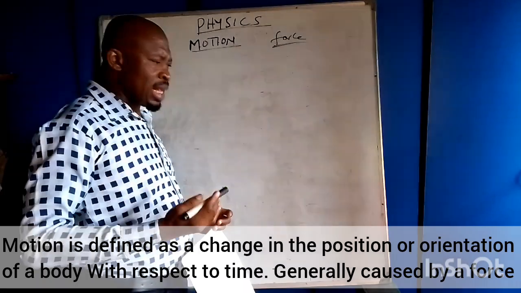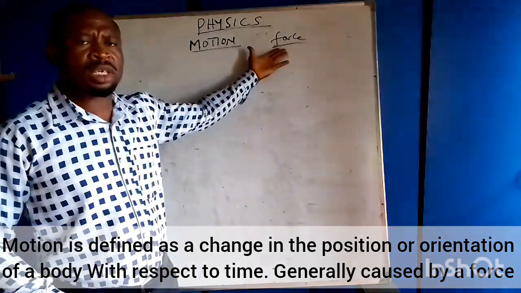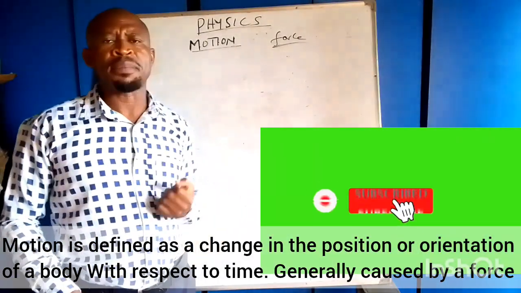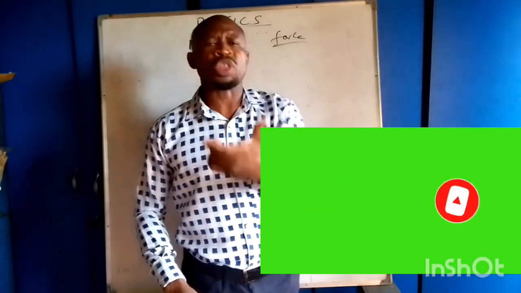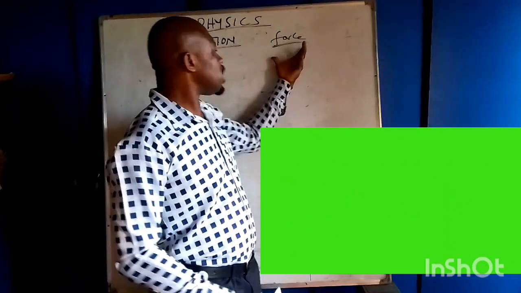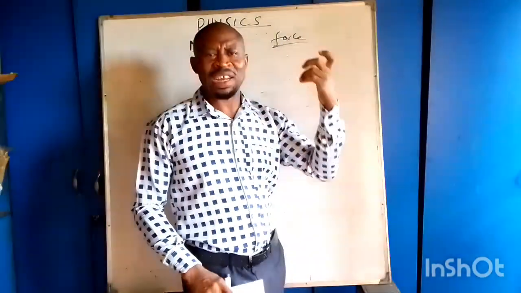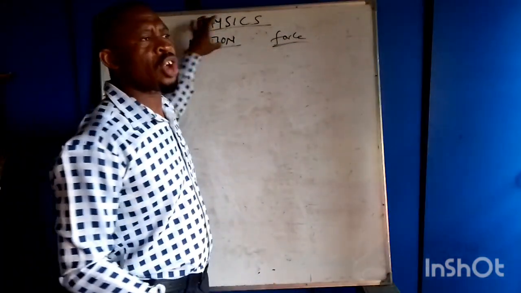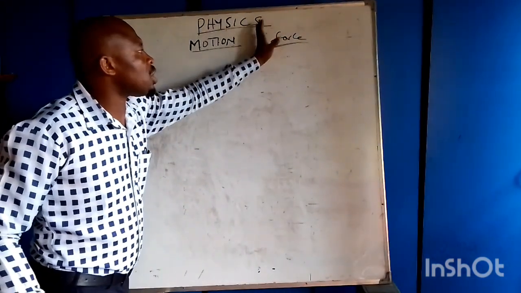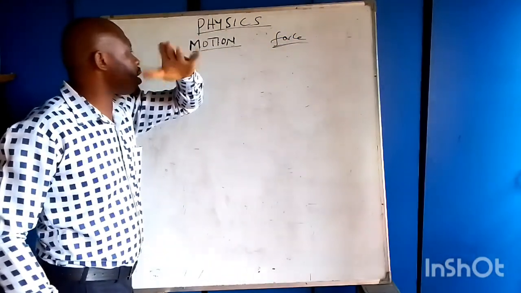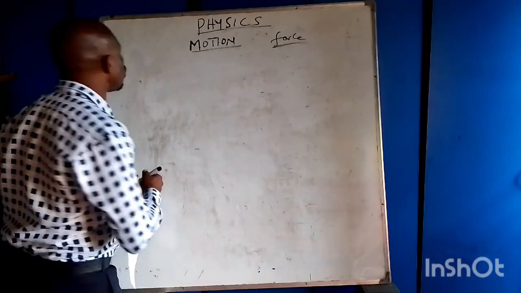Now, if a body is at rest, that body will continue to be at rest. It's only force that can cause it to start moving. If the body is in motion with an unchanged or constant speed, it is as well this force that will bring it to a halt. So, force is an important factor in the concept of motion. We'll look at the types of force in a later video, but not in this video. Now we'll look at the types of motion we have.